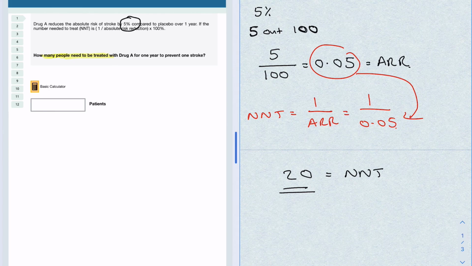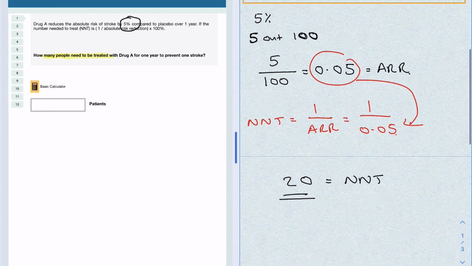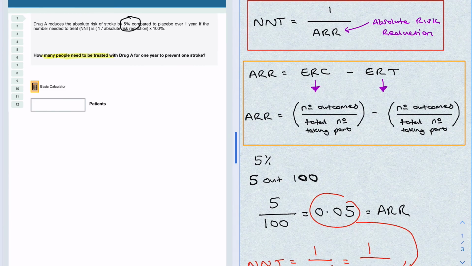So again, I've used the same layout, the same format, because the question was asking me to calculate the NNT, the number needed to treat. So what am I going to do? I'm going to calculate my ARR, the absolute risk reduction, from the orange box. And then I'm going to calculate the NNT by doing 1 divided by that answer.